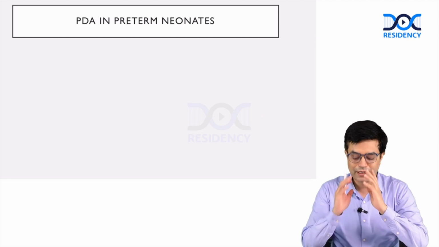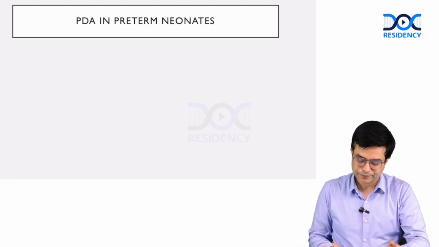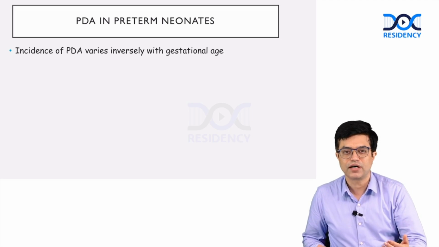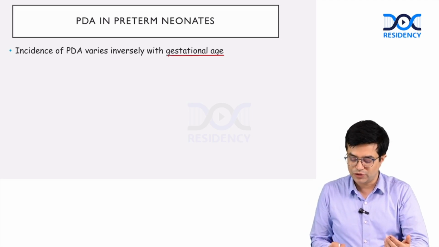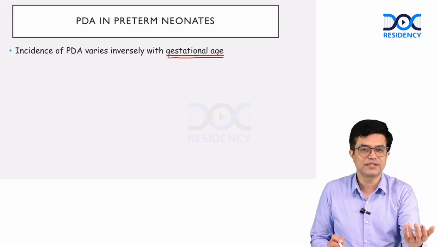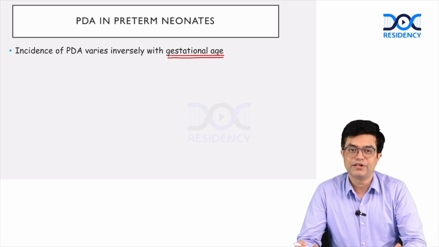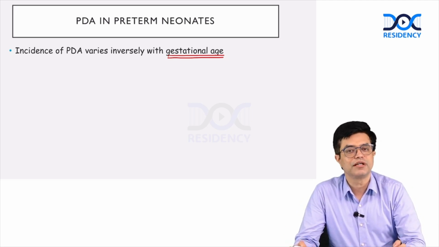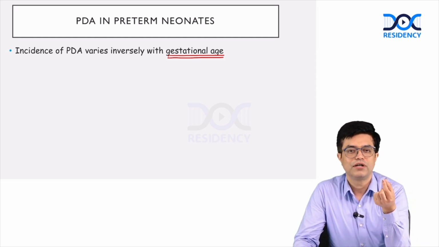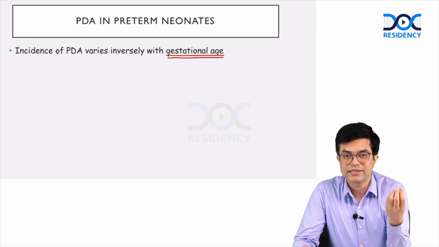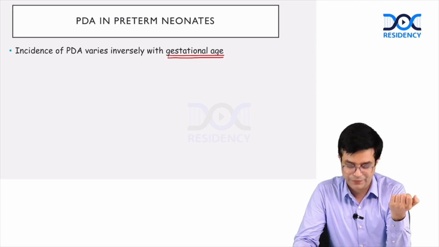Let us try to understand PDA in preterm newborns. First of all, what is the incidence of PDA? Incidence varies according to the gestational age. The lower the gestational age, the more preterm the child is, the higher is the risk of PDA. In fact, there is a condition known as term PDA, but we now know that the majority of preterm children will have some degree of delayed closure of the ductus arteriosus. It is not always required to be treated, but remember that PDA is predominantly a disease of preterm children.